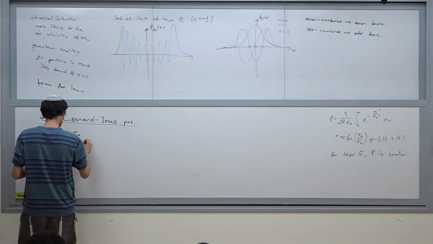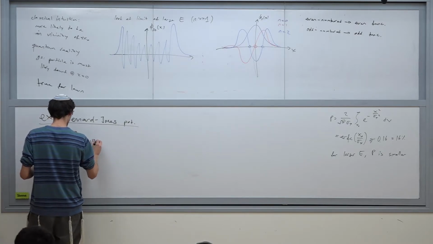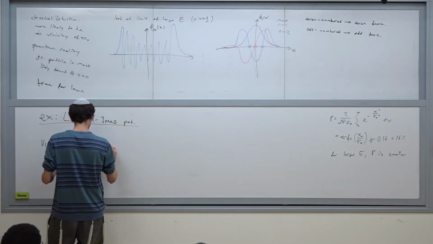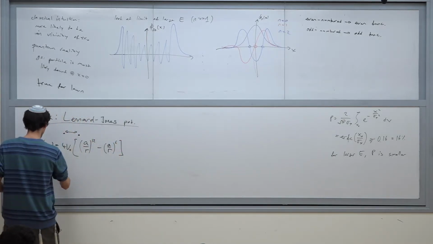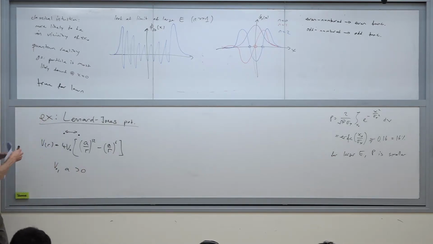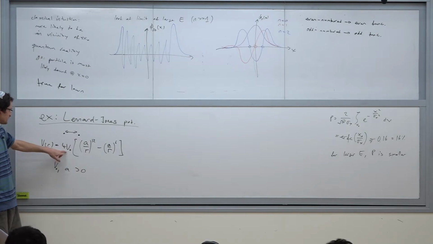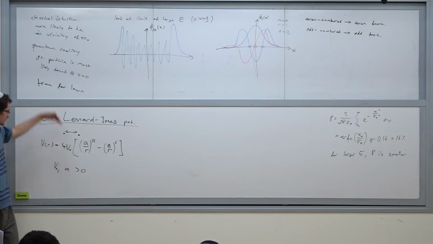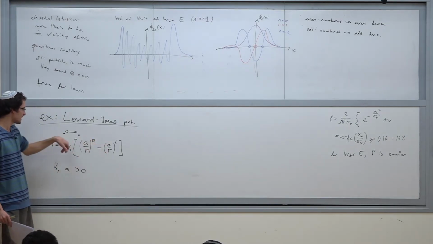4V0, let's call this A, over R to the power 12 minus A over R to the power 6, where V0 and A are positive constants, real obviously, its potential must be real. A has dimensions of length, V0 has dimensions of energy, so V0 has something to do with the height of the potential, or actually depth. I'll make a plot of it in a second. And A is some typical length scale.